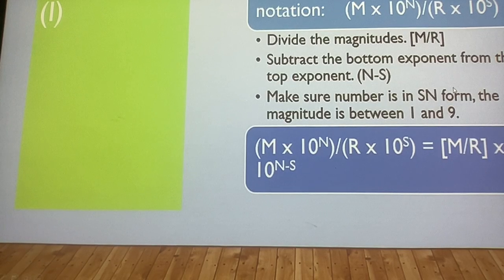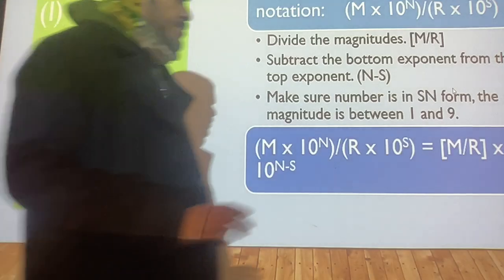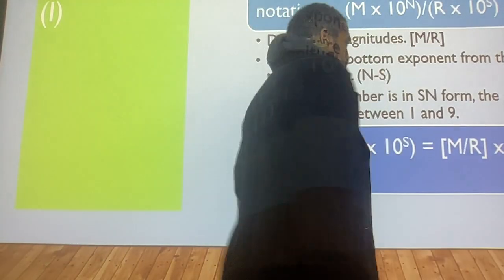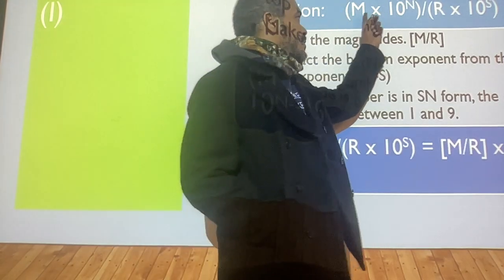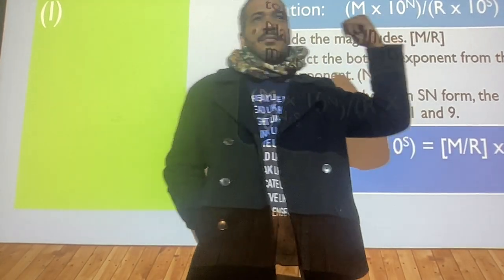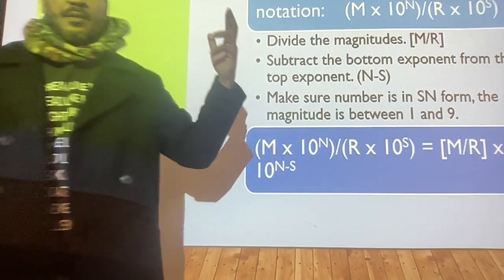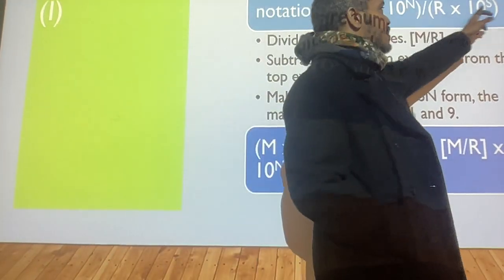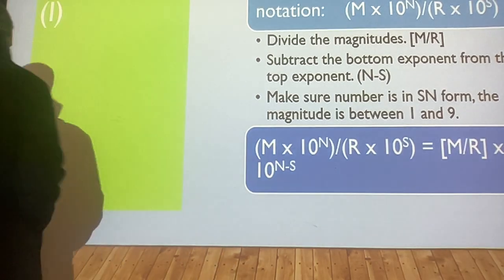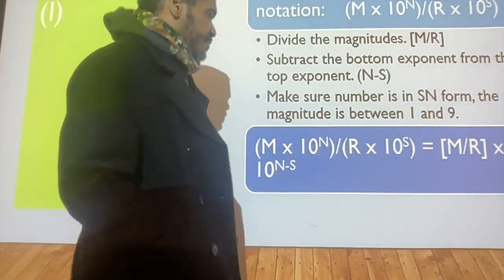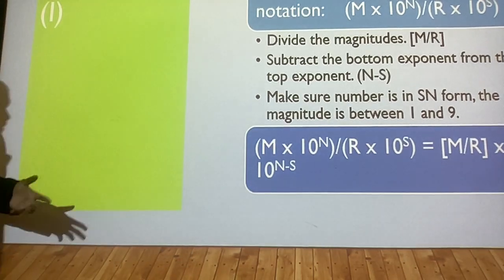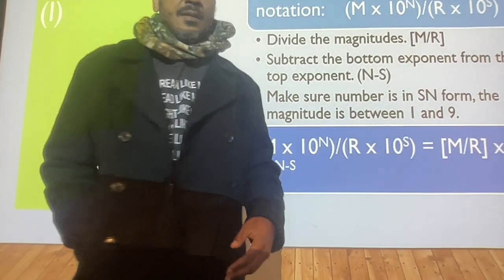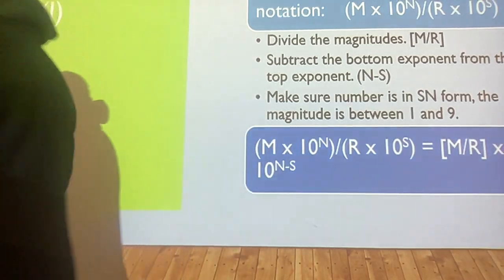So when we divide two numbers in scientific notation, we take the first two numbers out here and we divide them, just like we would normally do. And then instead of adding, we subtract. N minus S. We subtract the top from the bottom. And sometimes the bottom number could be a negative number, which would turn it to a plus sign.